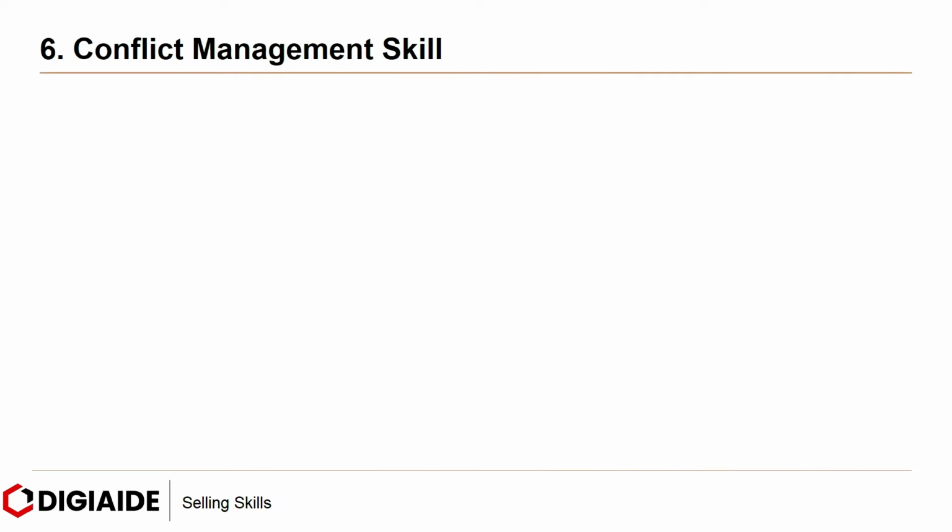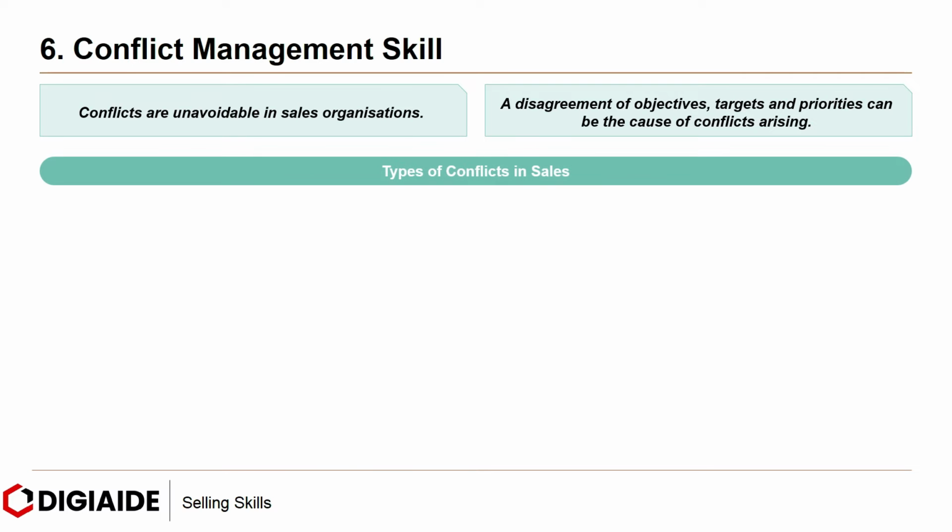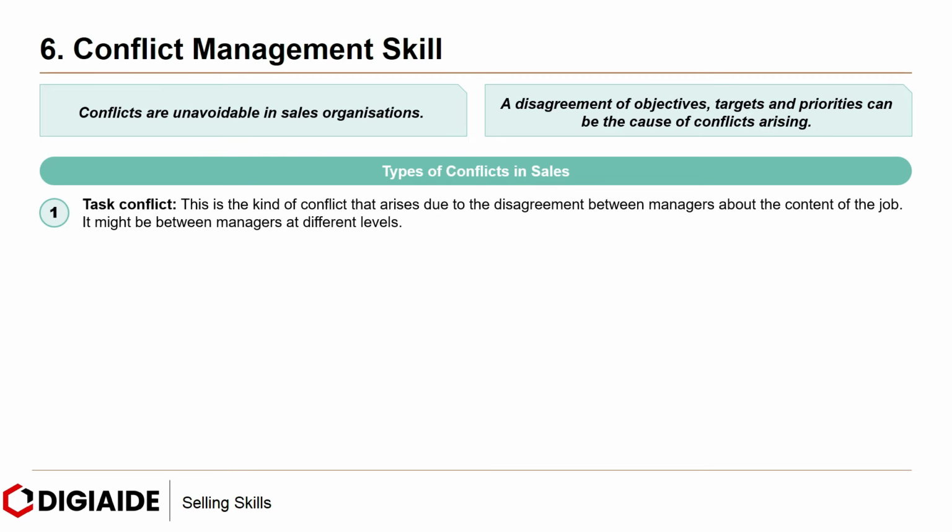And finally, we move on to the conflict management skill. Conflicts are unavoidable in sales organization. A disagreement of objectives, targets, and priorities can be the cause of conflicts arising. Types of conflict in sales are: first, task conflict.